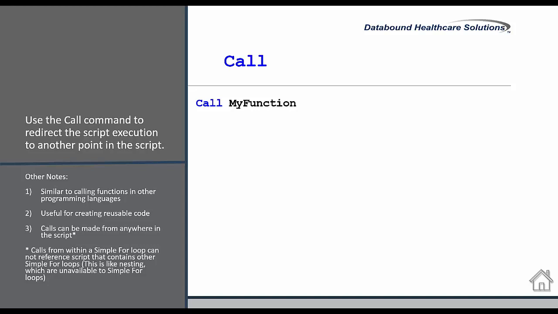The syntax is really simple, and this makes your code super readable. Call and my function. So my function would be the name of the label that you're trying to go to. And then once you hit this, it will go to your label, and then we'll come back.